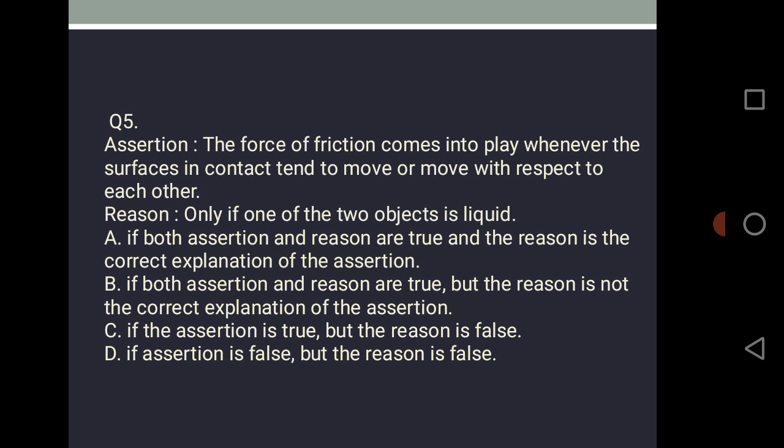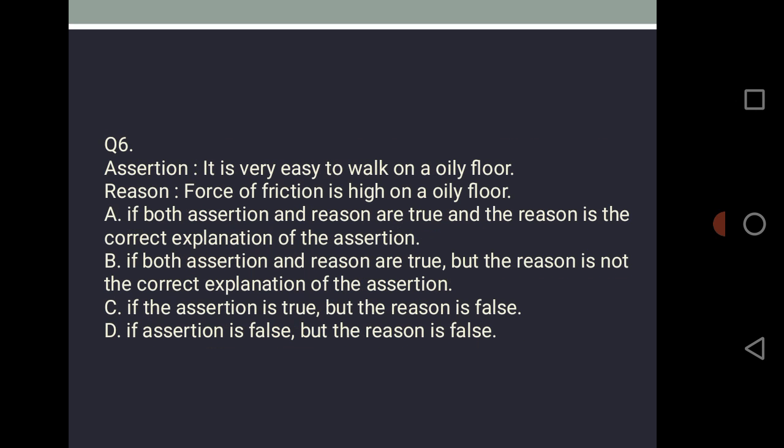And finally, our last question for this revision test is question number 6. So the question number 6 is as follows: assertion: it is very easy to walk on an oily floor. Reason: force of friction is high on an oily floor.